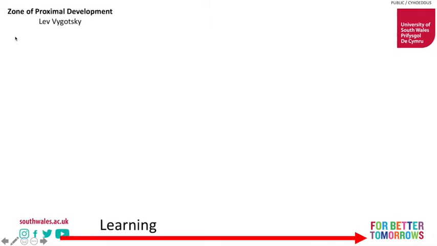So if you look at this diagram, we can see across the bottom we have our red arrow with the words learning across the top of it. Now this is our learning journey. We go from left to right. Now the way that we look at it at USW is we use an idea developed by a psychologist called Vygotsky. It's called the zone of proximal development.